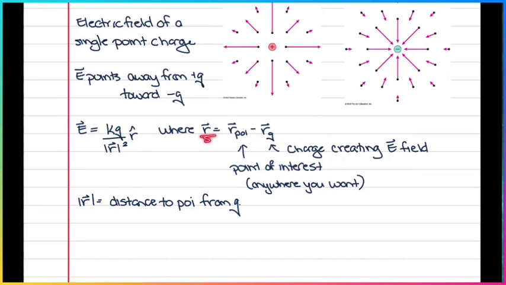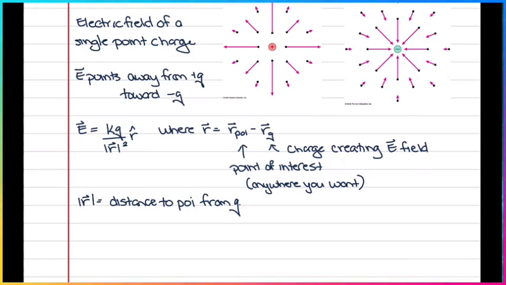So this vector here is, again, if I want to think of it in terms of vectors, a vector that points from the charge Q to this point of interest, such that the magnitude of that vector is nothing more than the distance to the point of interest from Q.